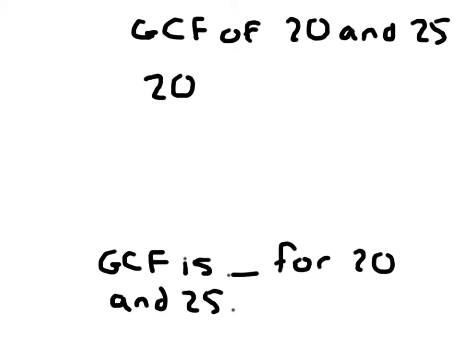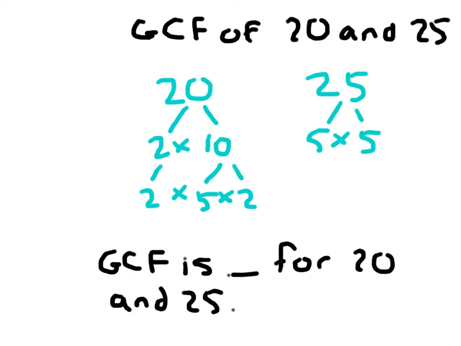I'm going to set up factor trees again for 20 and 25. You go ahead and try. This is a you-try problem. Hit pause. Again, that was 20, 25. Here are your factor trees. Think about what you're going to do, and write your solution right there on that line.